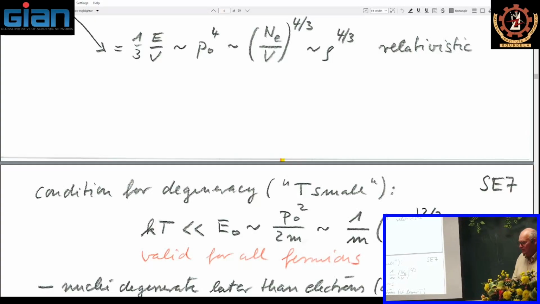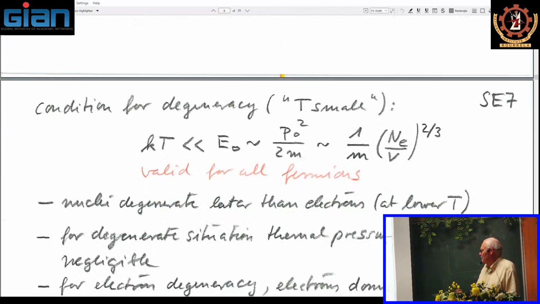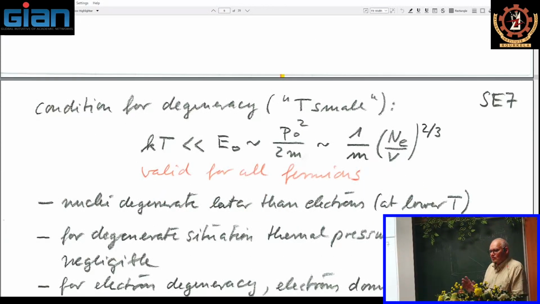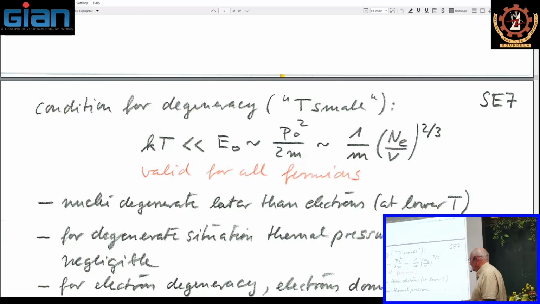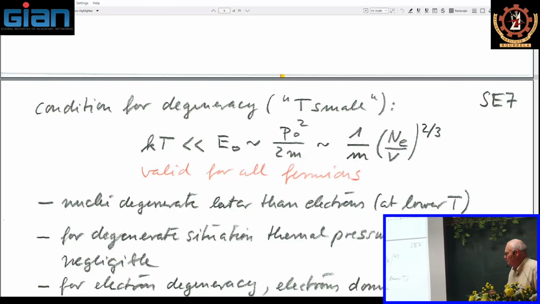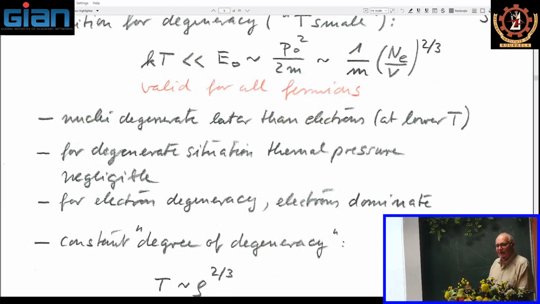The nuclei degenerate later than the electrons, at lower T, and in the degenerate situation, the degeneracy pressure will always be much bigger than the thermal pressure. So once we have a mixture of non-degenerate and degenerate particles, the degenerate particles will always be responsible for the pressure, and the other particles become negligible. So the nuclei will be negligible concerning the pressure compared to the electron pressure once the electrons become degenerate.